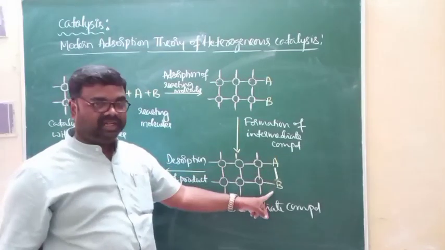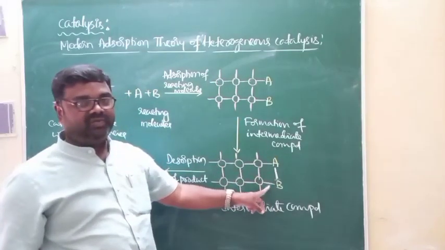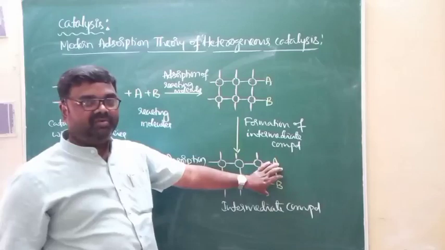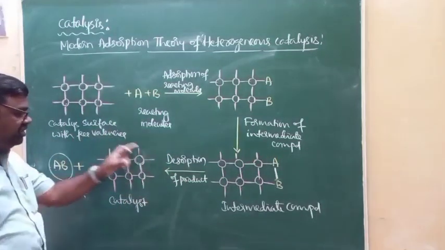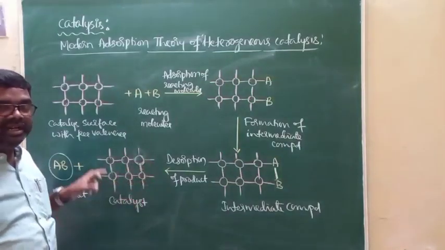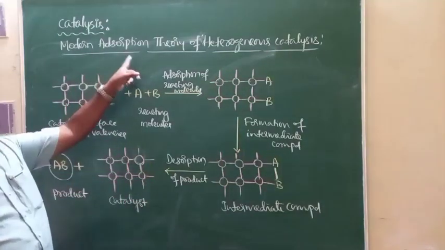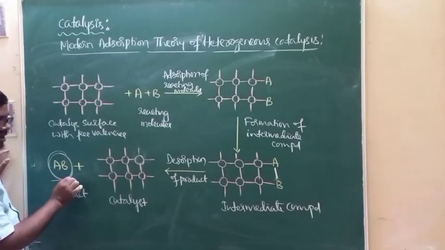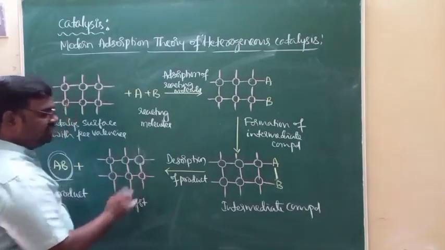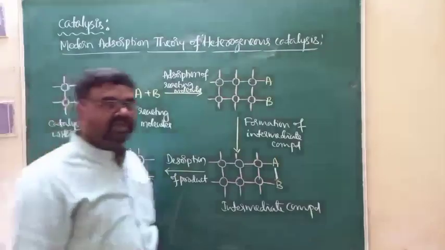This intermediate compound is unstable and undergoes decomposition to form products, and these products formed on the surface of the catalyst undergo desorption. That results in the regeneration of the catalyst used in this particular reaction. And of course, here AB is the product of this reaction, and this is the catalyst that is regenerated during the chemical reaction.